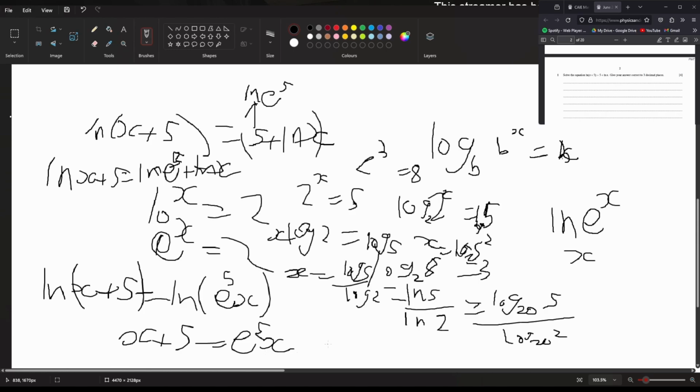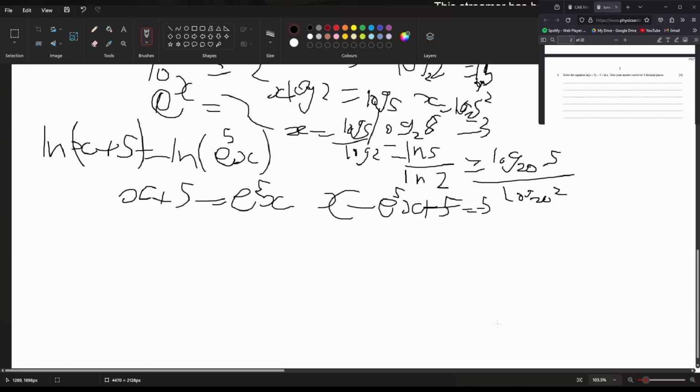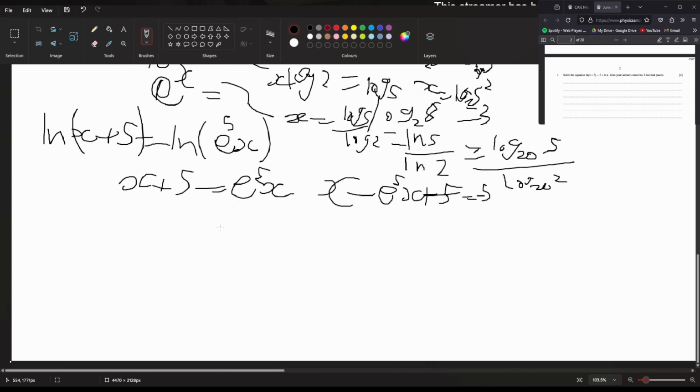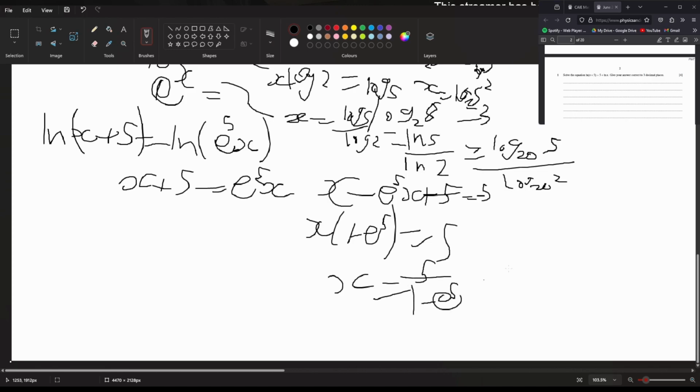Then you'd move the e over, you have x minus e to the 5x plus 5 equals negative 5. And then we want to just factorize the x out. You have x times 1 minus e to the 5 equals 5. x equals 5 over 1 minus e to the 5.